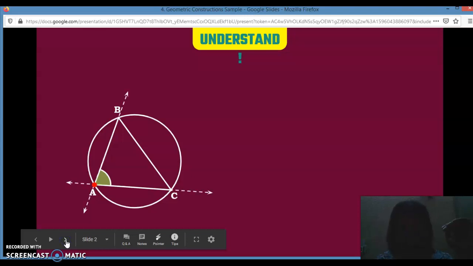When I will extend this line segment AC and AB, that will become line AC and line AB. This angle which is inside the triangle, but the triangle is there inside the circle, so this angle will be your inscribed angle, which is intercepted in the arc BC. So this is your intercepted arc BC.